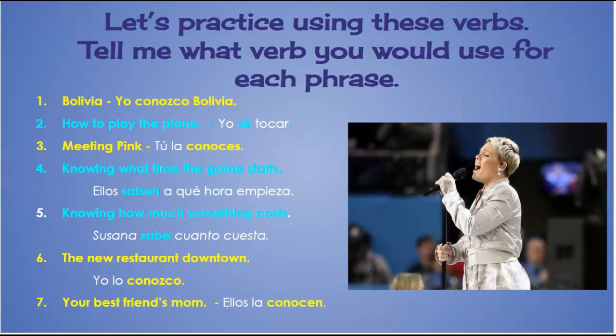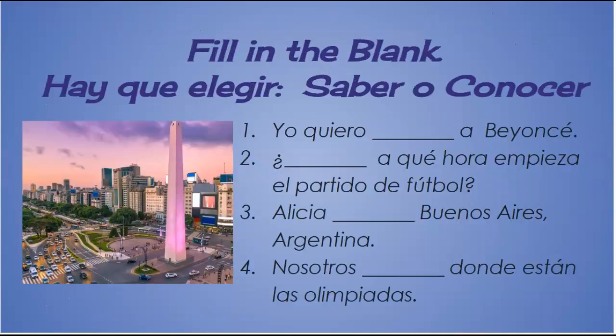All right, and now we're going to practice one or the other, and these are the practices that are in your worksheet, so make sure you write the answers down as we go. Which one is it? Saber o conocer. Try to do it on your own, and then go back and check your understanding. Yo quiero blank a Beyoncé. It's a person. You want to meet them. Which one was meeting?